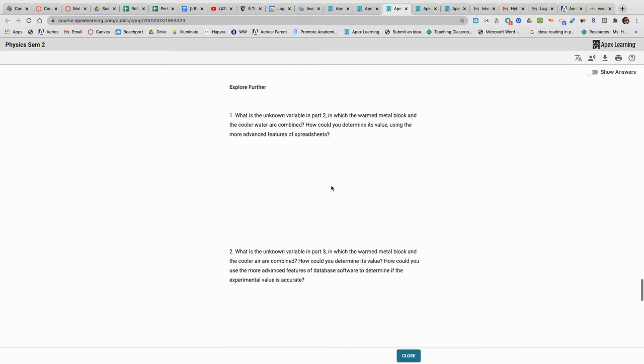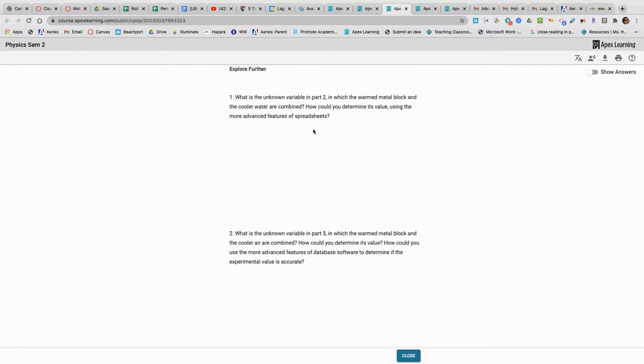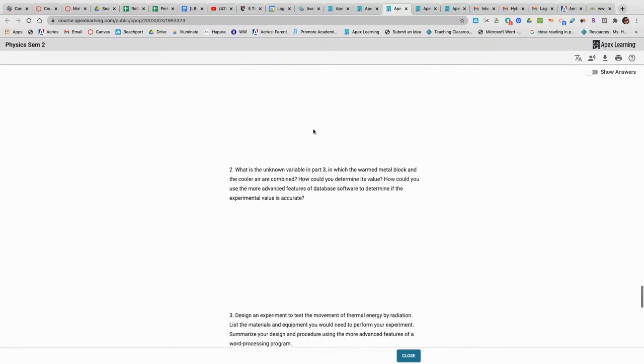And then you're exploring further. So the first question says, what is the unknown variable in part 2, in which the warmed metal block and the cooler water are combined? How would you determine its value using the more advanced features of a spreadsheet? Okay, so hopefully you know something about Google Sheets.